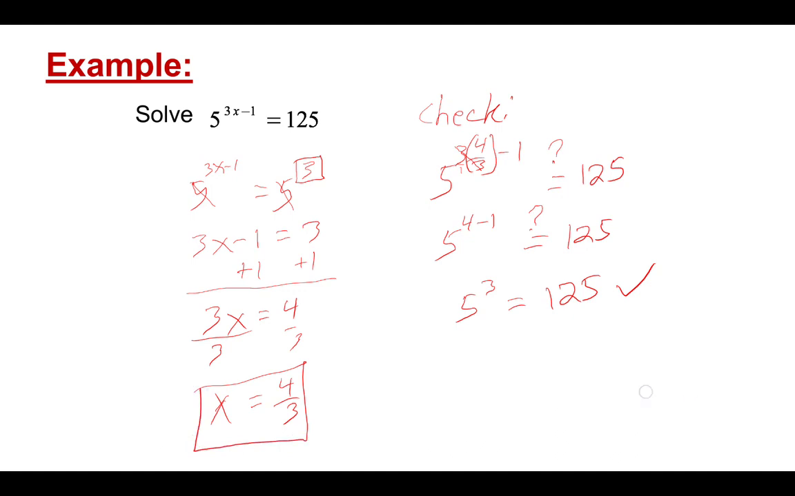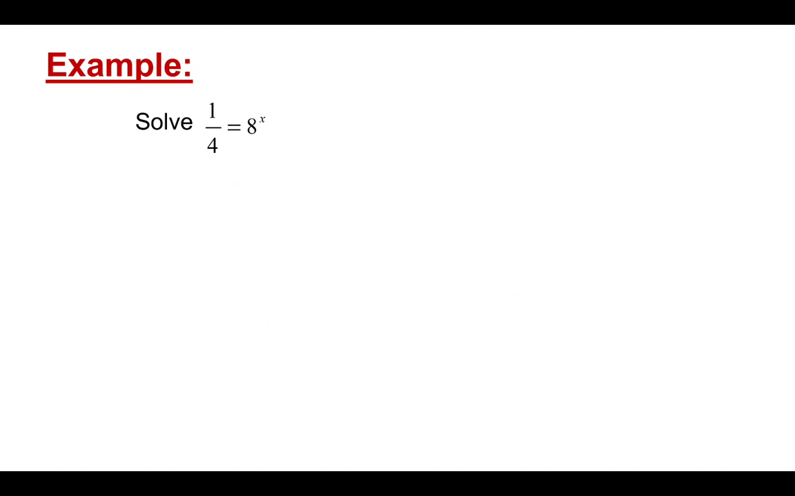All right, let's do some more. All right, we don't have the same base, so we need to consider the bases that are appropriate here. Here I see that 1 over 4 is really the same as 2 to a negative power. So that could be written as 1 over 2 squared. And then I could do 8 as 2 to the power of 3 all to the power of x.